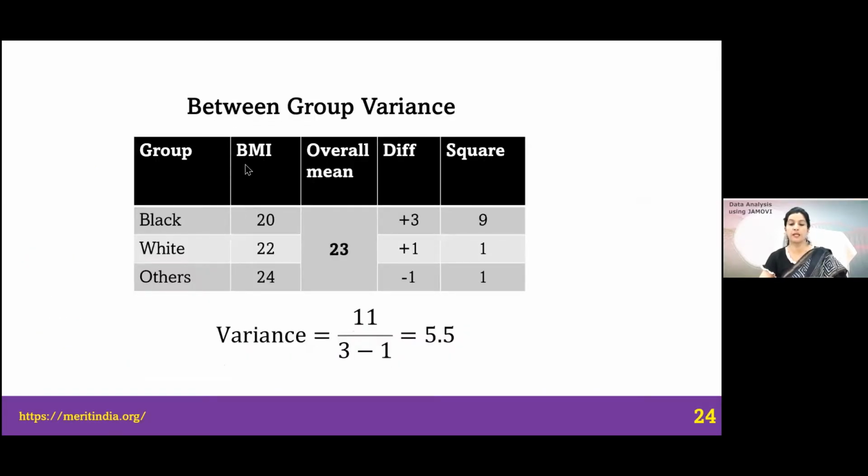So you remember the group mean of black was 20, group mean of white race was 22, and group mean of others was 24. So the overall mean is 23. Now if I have to calculate the between group variance, I'll subtract this group mean from this overall mean. So it is plus 3, plus 1, and minus 1. And then we square it, and the sum of squares will be 11, divided by the total number of groups, in this case 3 groups, minus 1. So the variance, this between group variance, will be 5.5.